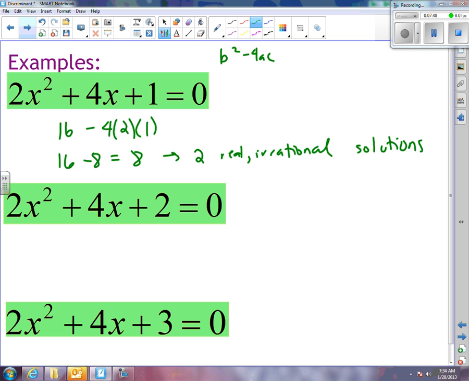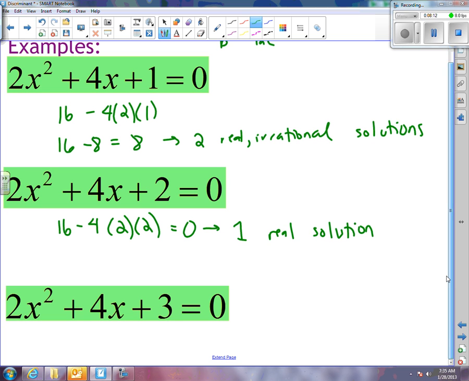Now let's try the next example. So here, b squared 16 minus 4 times a times c. So now I have 16 minus 16, that equals 0. Because my discriminant equals 0, that means I only have one real solution. It happens to be rational.